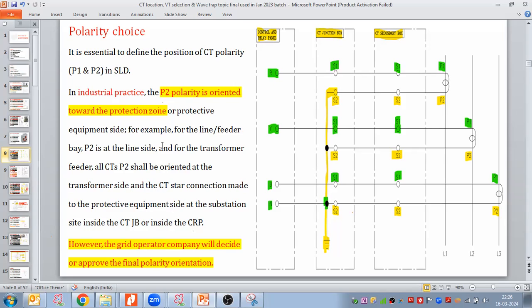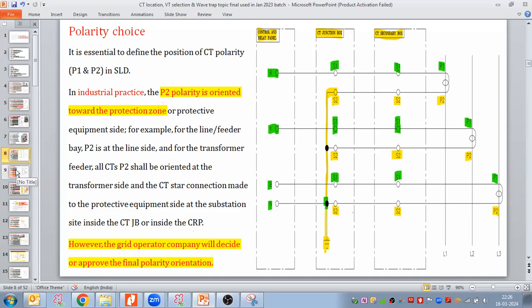But again, do not stick to this P1, P2. If the grid company has a different set of practice, they will decide and approve your P1, P2 polarity. No need to fight that this is not correct, or that I have given some other information. You follow the grid operator company and their usual practice as well. Hope I am clear with the P1, P2, the CT to CRP connection, and CT secondary formation towards the equipment side.